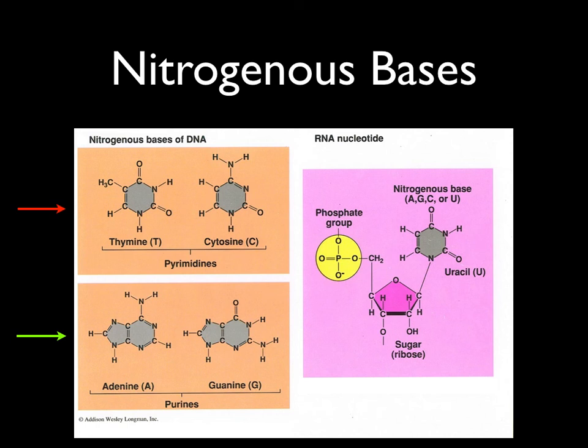The RNA nucleotide in the right-hand side of the figure is something that we'll come back to and explore in more detail later on in the semester. But what you should notice is that it has the same basic structure as the DNA nucleotide we saw earlier. It has the same parts, including a 5-carbon sugar, a nitrogenous base, and a phosphate group.